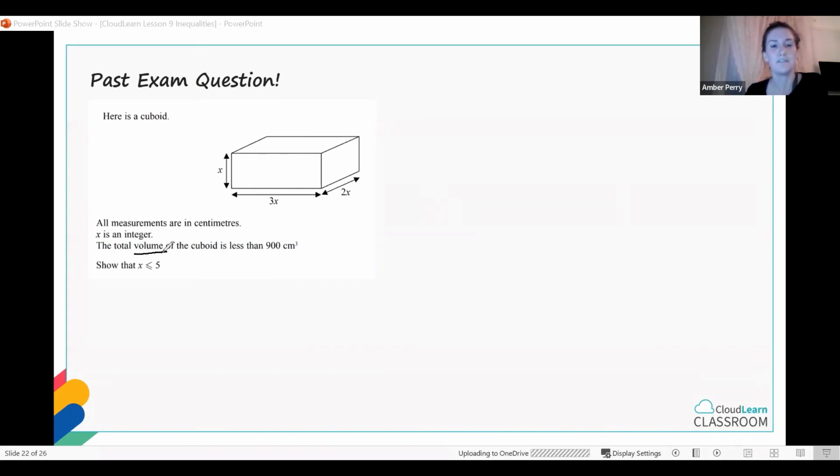But to find the volume of a cuboid, you just multiply the height, the length, and the width together. So the volume of a cuboid is the height times the length times the width. So that is going to be the height, so that's X, multiplied by the length, so that's 3X, multiplied by the width, which is 2X. So using our algebra skills, we have got X times 3X times 2X.